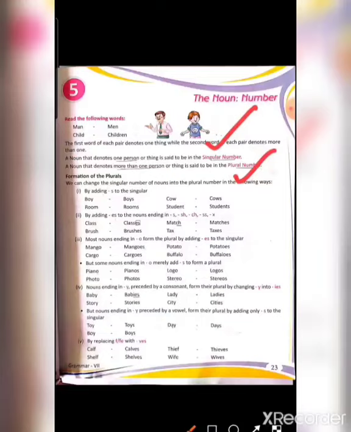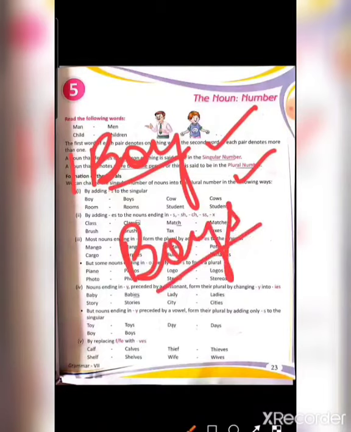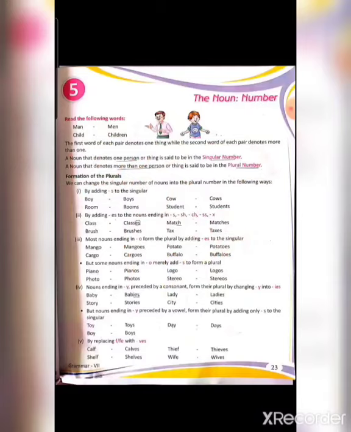So whenever a noun denotes one person or thing, it is said to be a singular number. And whenever a noun denotes more than one person, it is known as plural number. Suppose there is one boy. So boy is singular and boys is plural, because now it means that there are more than one boys. So now in this chapter we will study the rules that how we can make singular nouns into the plural nouns. So for this conversion there are some rules that we need to study. So let us start.